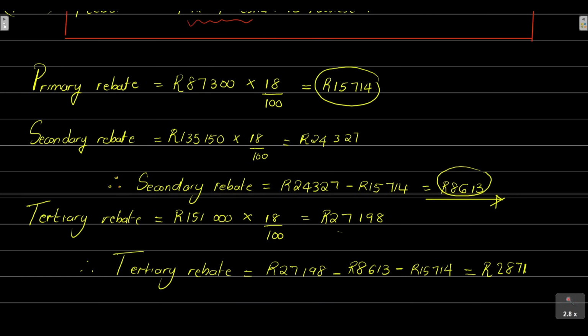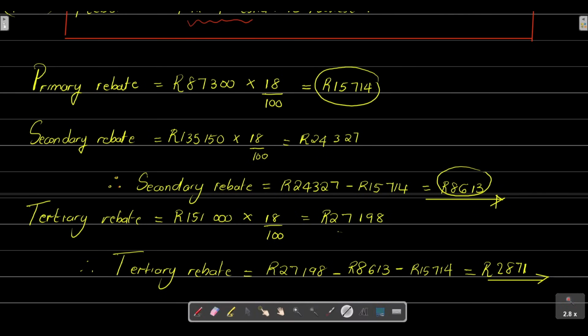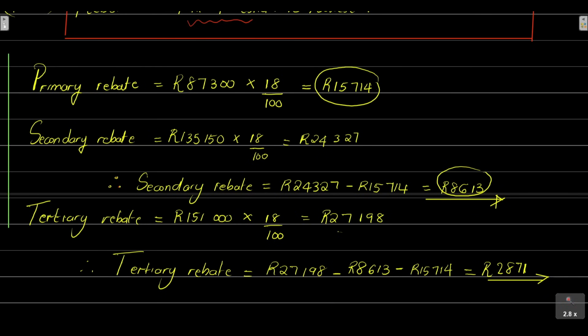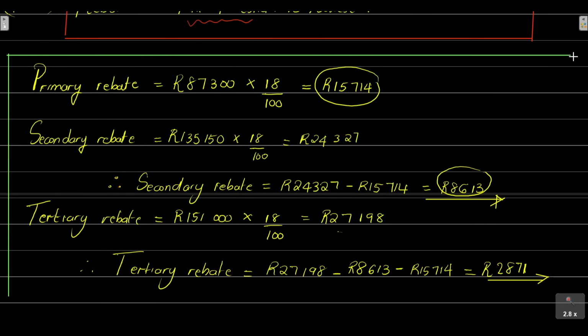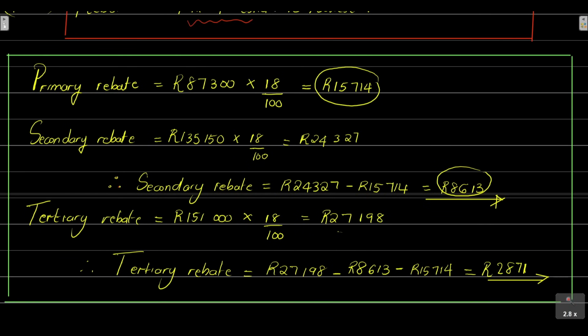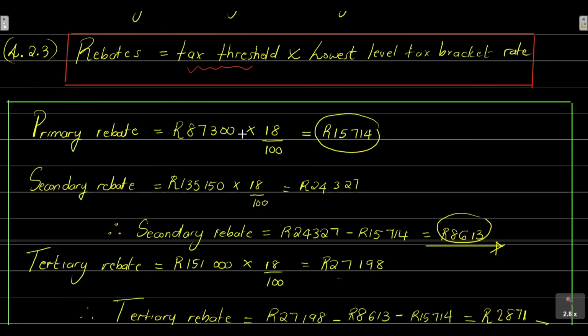So we now know, the whole purpose of this explanation was just showing you how they go about calculating the rebates. This is very important. This question might even come up in future papers where they ask you to show how the primary rebate, the secondary rebate, the tertiary rebate was calculated. And now you've already done it with distance learning with Lee. Now you already know how you need to show these calculations. You see, now you're passing.